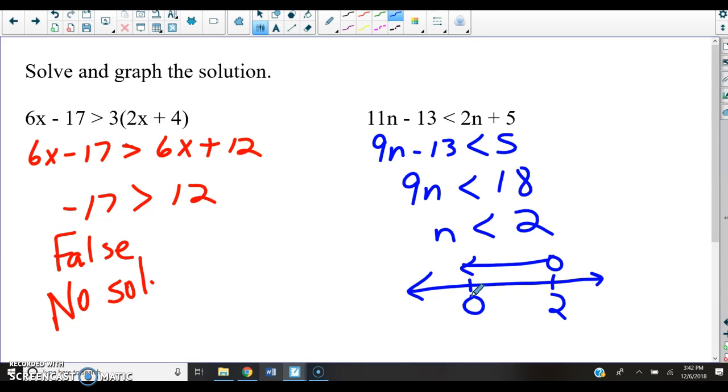And if you want to try a value, you can try 1 or 0 or negative something. But it would be true. If we put in 0, we'd have 0 minus 13 compared with 0 plus 5. And of course, negative numbers are less than positive numbers.